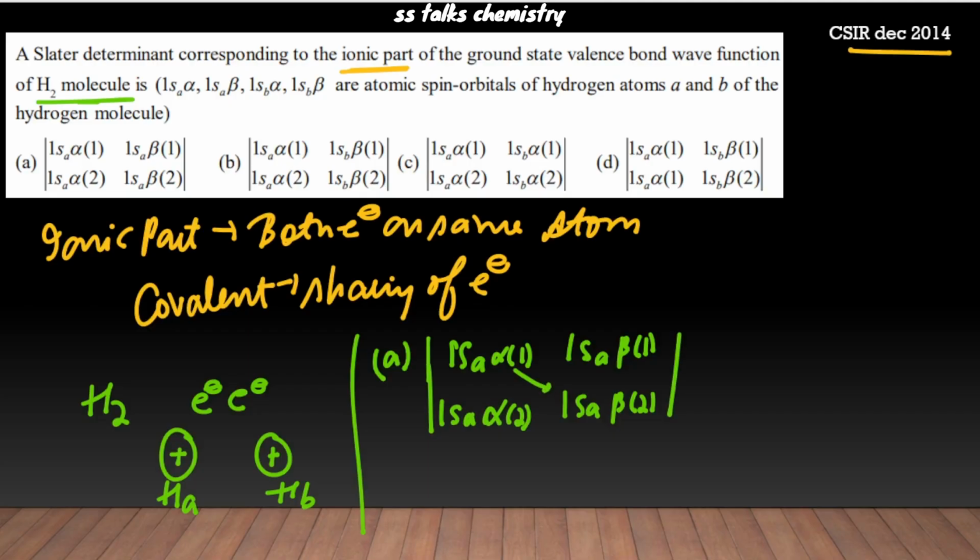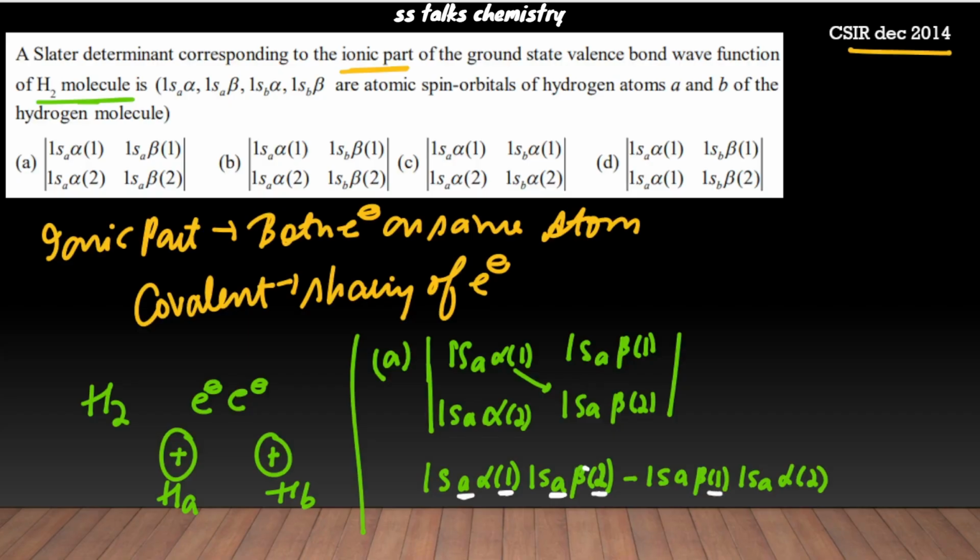Diagonally you have to multiply it. It will become 1sA alpha 1 into 1sB beta 2, it is given, right? Minus of 1sB beta 1 into 1sA alpha 2, it is given, right? So here you see, in the brackets these denote the electron. So this is your first electron which is present on the atom A. This is your second electron which is present upon the atom B, right?